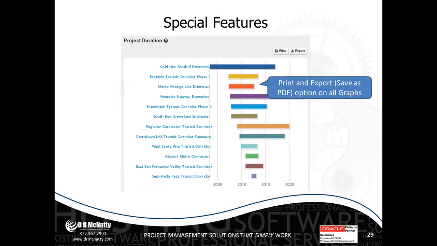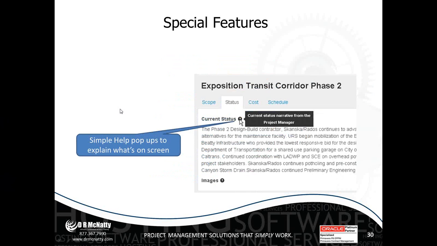All of these screens also include print and export capabilities through PDFs. Makes it easy for you to get output out for use in other reports. There's a built-in pop-up or help explanation. You click on the question mark. It tells you what this is. This is the current status narrative from the project manager. It comes out of a P6 notebook, but we don't have to go into that level of detail with the public, just telling them an explanation of what it is.